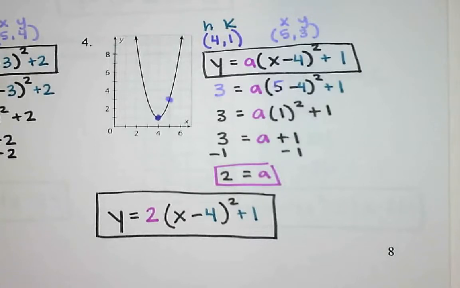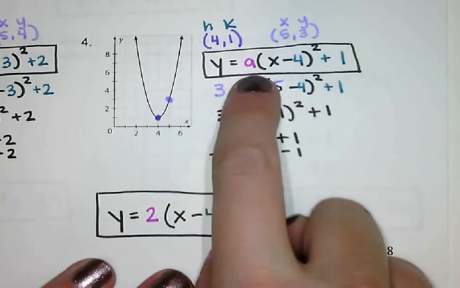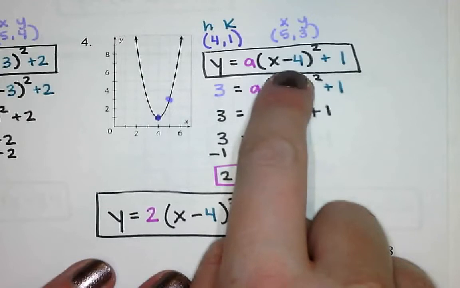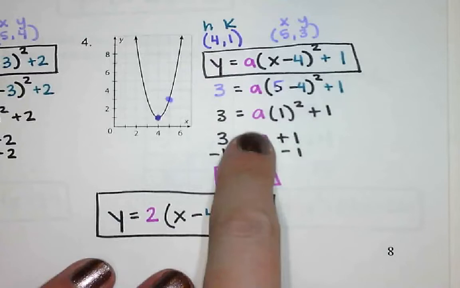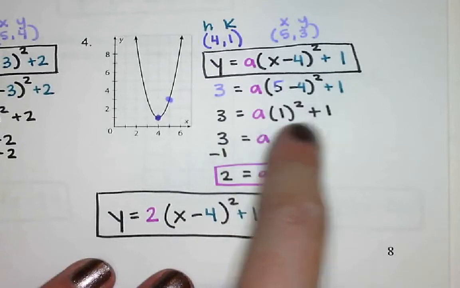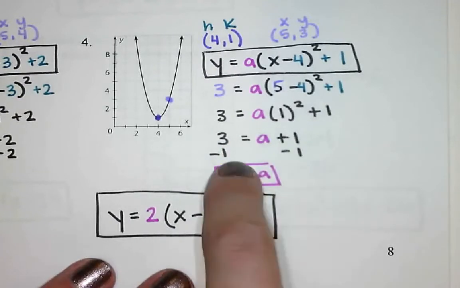So we had this. We did y is equal to a times x minus 4 squared plus 1. All right, y'all. And so then we had our 3 was equal to a times 1 squared plus 1. Subtracted 1 from both sides, and we got our a is equal to 2.